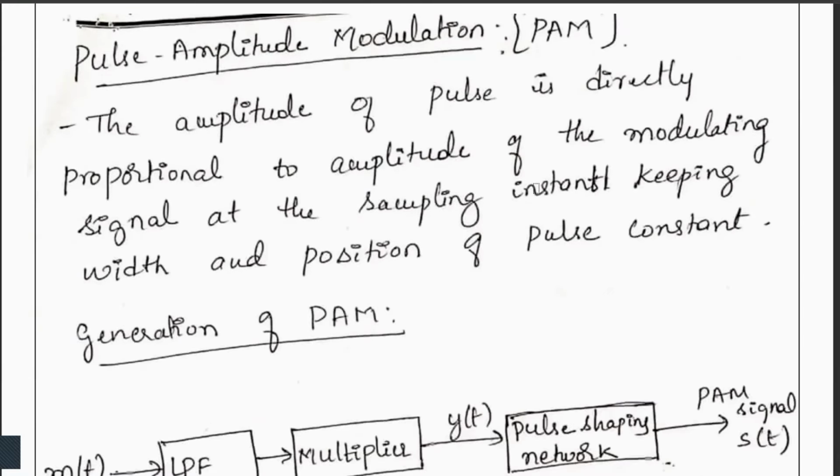Now pulse amplitude modulation, PAM: the amplitude of the pulse is directly proportional to the amplitude of the modulating signal. You should know this equation. The main theme of PAM is sampling the signal at the sampling instant, keeping the width and the position constant.